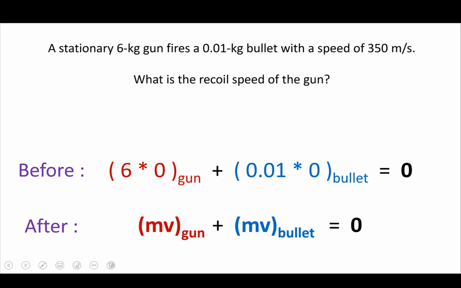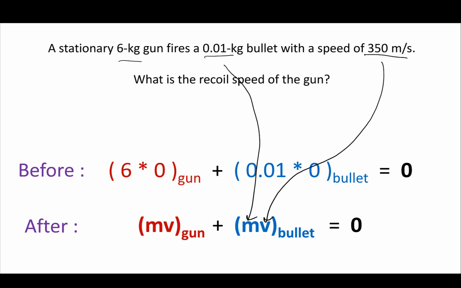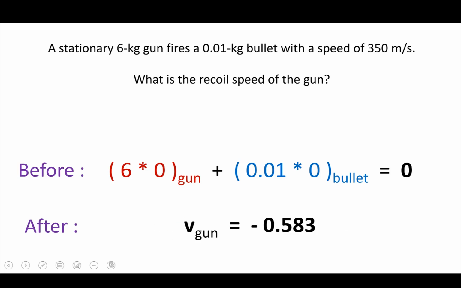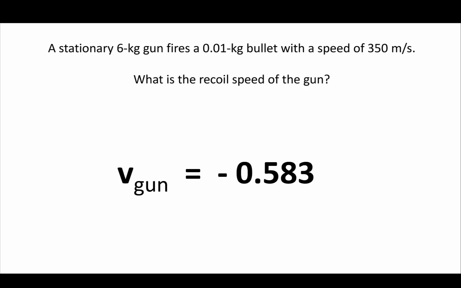So now maybe you can see where I got this formula. MV gun has to be equal to negative MV bullet, because you subtract this from both sides. That's how you got that simplified little formula I showed you before. But you can also plug in the numbers. So the bullet has this mass, it doesn't change. The final velocity of the bullet is 350 meters per second. The mass of the gun didn't change either. The velocity of the gun is what we want to find. So you chug through the math, and you get that the answer is negative 0.583. So the recoil speed of the gun is backwards 0.583 meters per second.